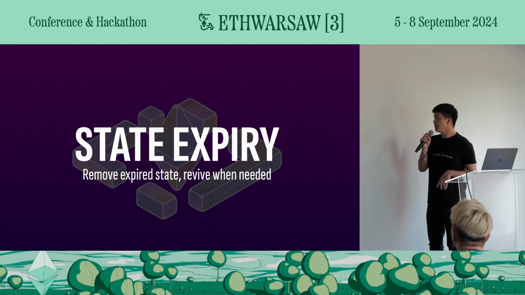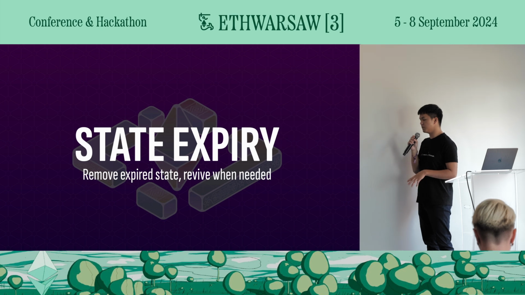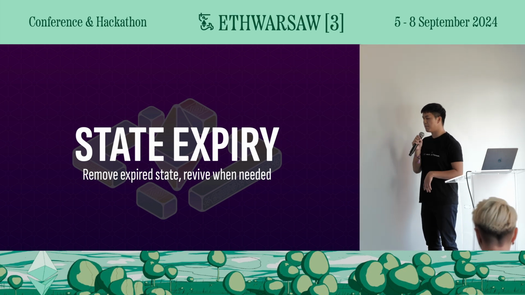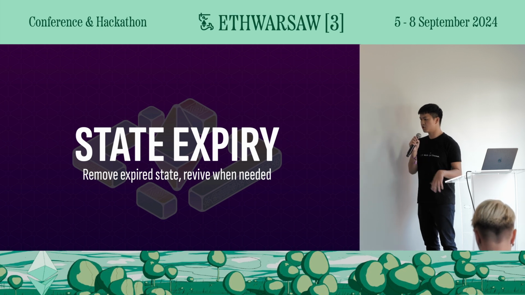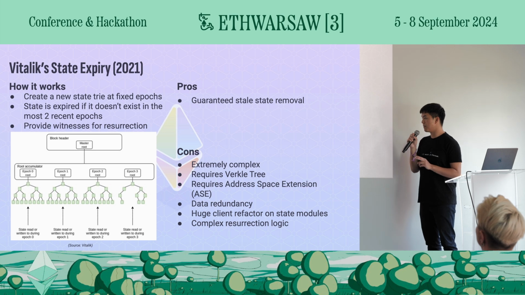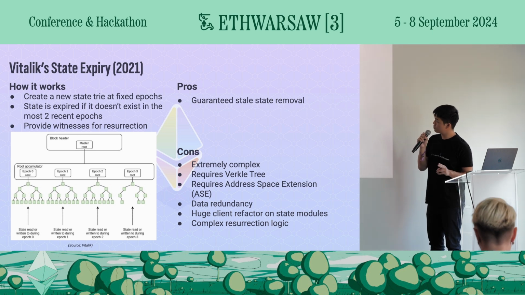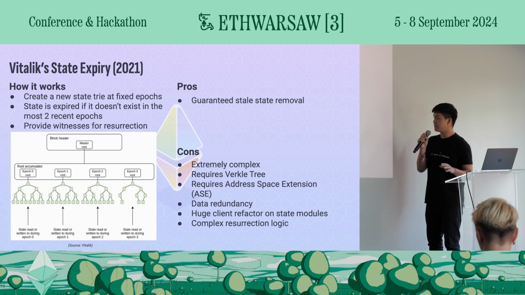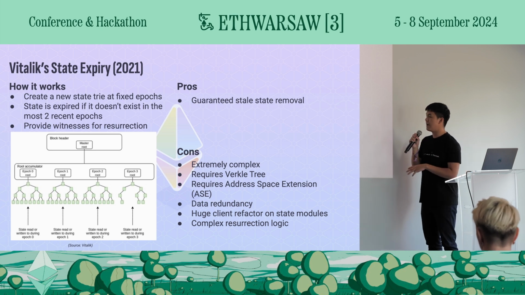And finally, we move to state expiry. This is what I think is the most feasible solution when it comes to solving state bloat, at least for now. And even under the umbrella of state expiry, there are a few variations, which I'll talk about. So the first state expiry proposal was raised by Vitalik about 3 years ago. How it works, to put it very briefly, is that you create a new state trie at a fixed epoch.